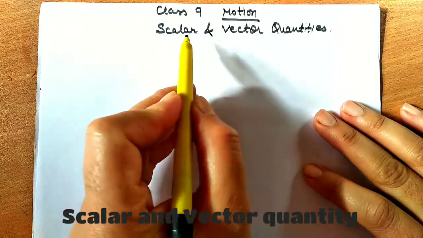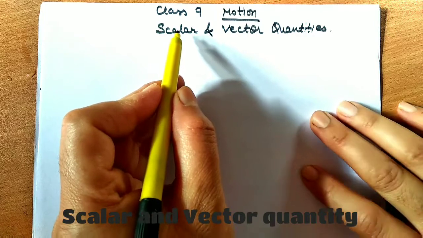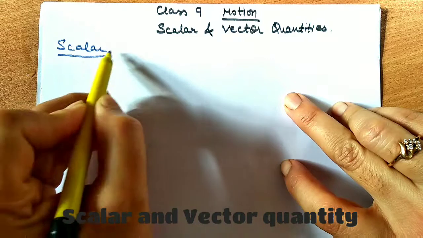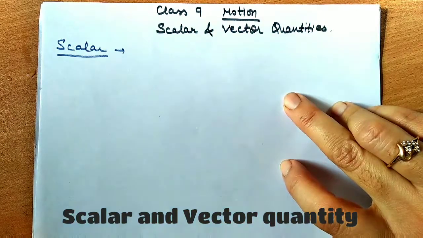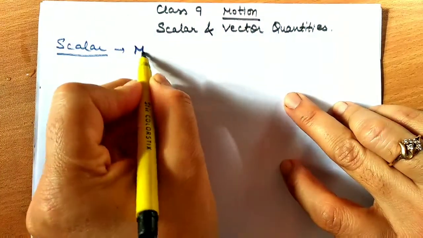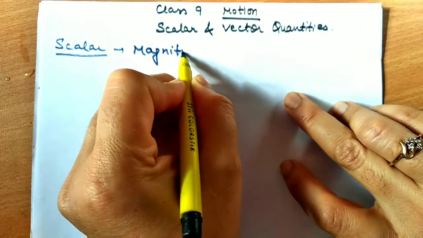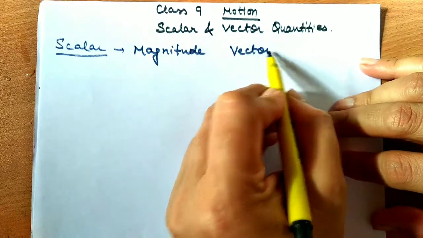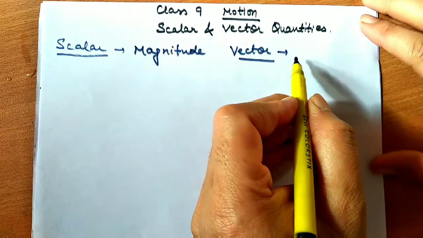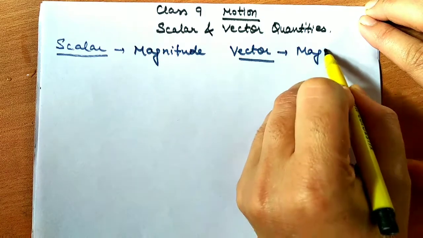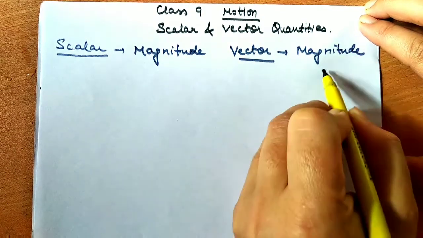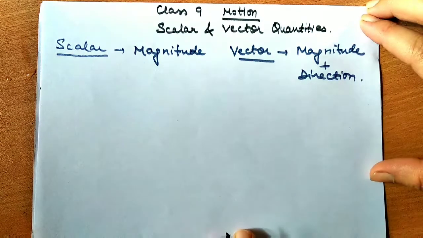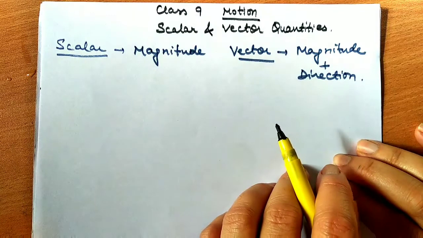Scalar means one such quantity which can be easily specified by magnitude. So I'll write scalar as one which can be easily specified by magnitude. So we require only magnitude. Whereas when we talk about vector, we say that it is a quantity specified by magnitude as well as direction. That means it gives us the knowledge of direction also.